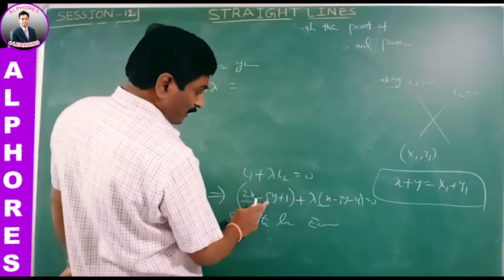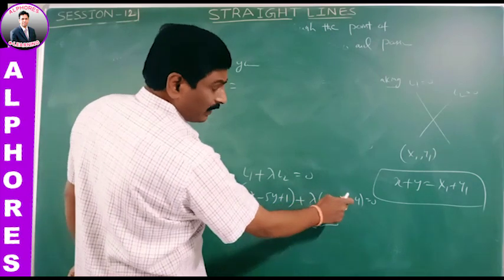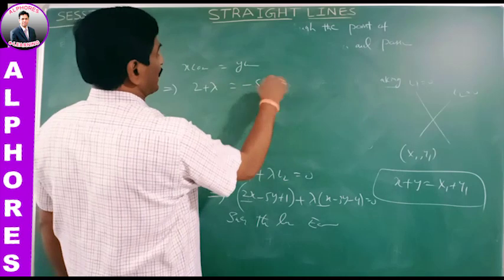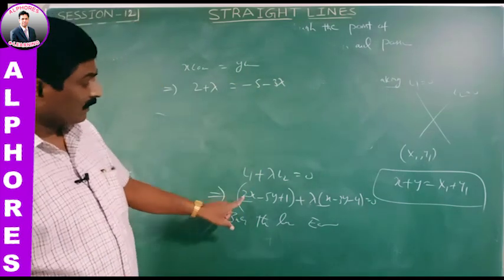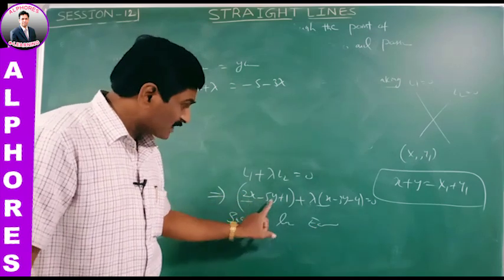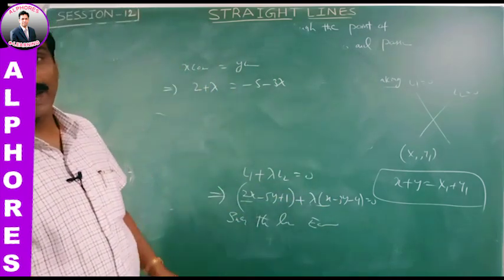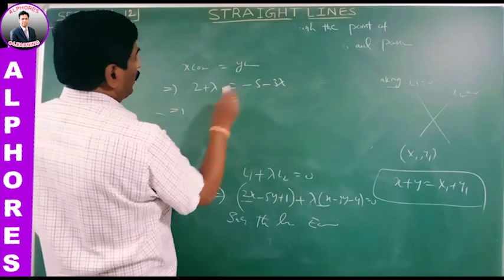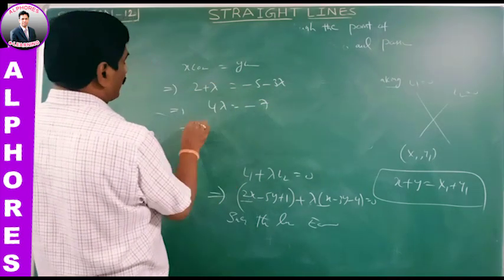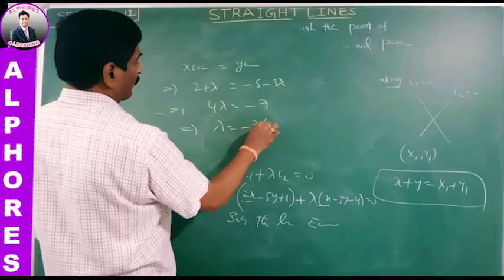What is the y coefficient? Minus 5y minus 3 lambda y. After taking y common, it is minus 5 minus 3 lambda. Please observe once again: the x coefficient is 2 plus lambda, the y coefficient is minus 5 minus 3 lambda. After simplification, 4 lambda is equal to minus 5 minus 2, that means minus 7. Lambda is equal to minus 7 by 4.